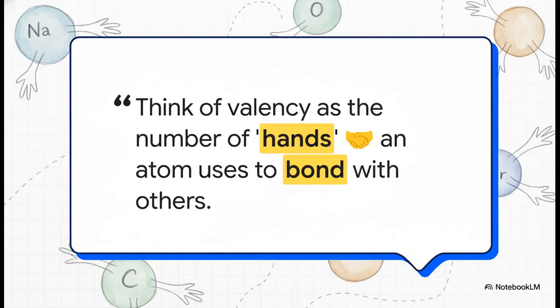And here is my absolute favorite way to think about this. Forget the electrons for a second. Just imagine that valency is the number of hands an atom has to hold on to other atoms. It's that simple. Some atoms have 1 hand free, others have 2, or 3, or 4. This little mental picture, this changes everything. It makes it so much easier to visualize how all these elements are going to link up.